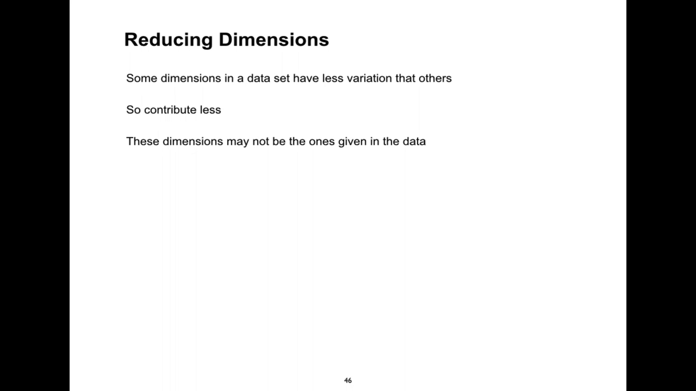And again, the idea is use numerous places. You may have 100 dimensions, but it may be that 30 of them don't give much variation to the data, so why don't we just drop them?